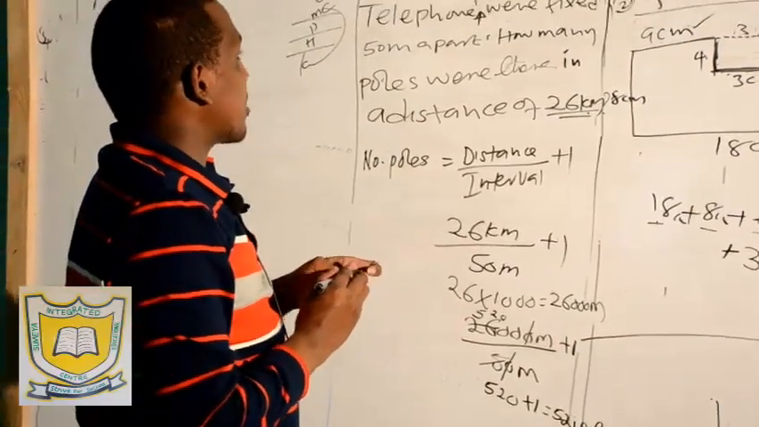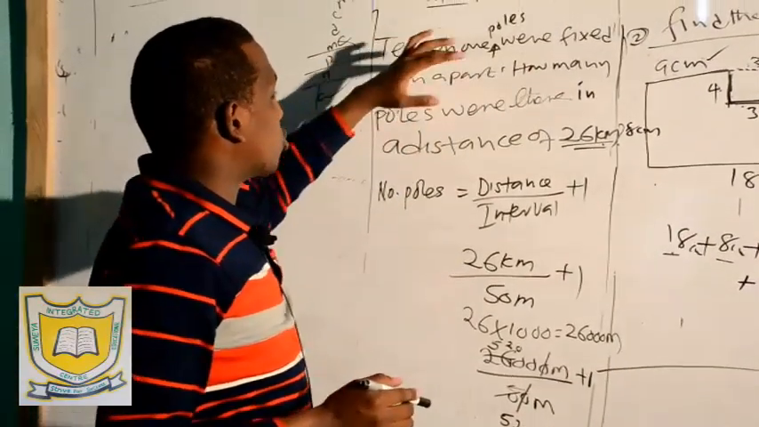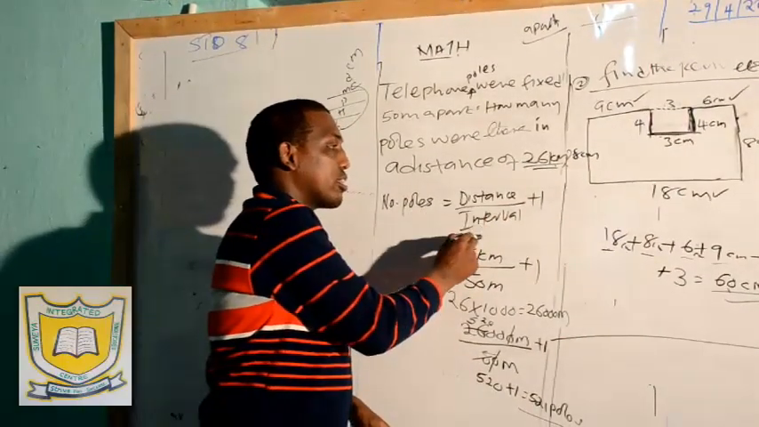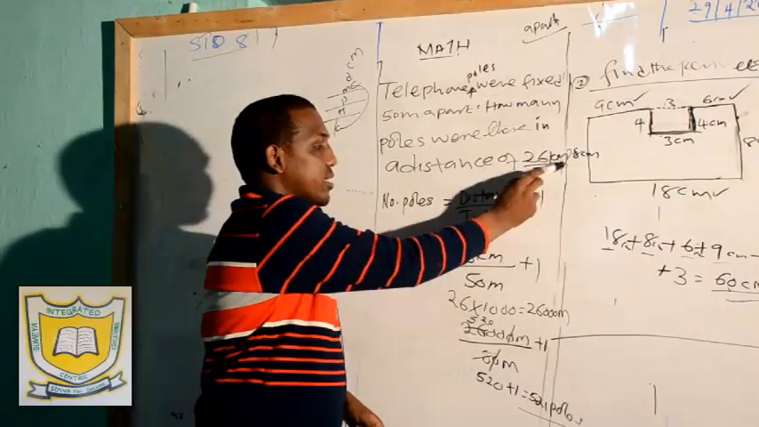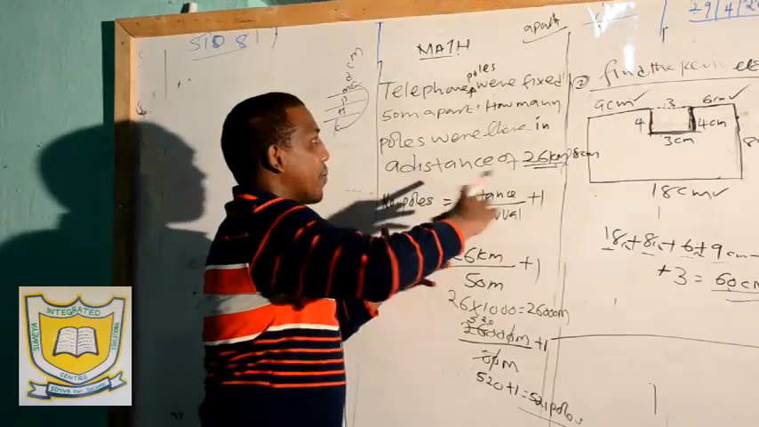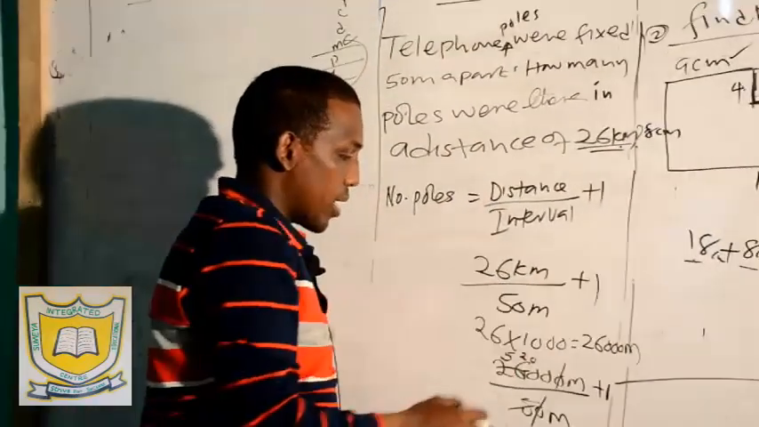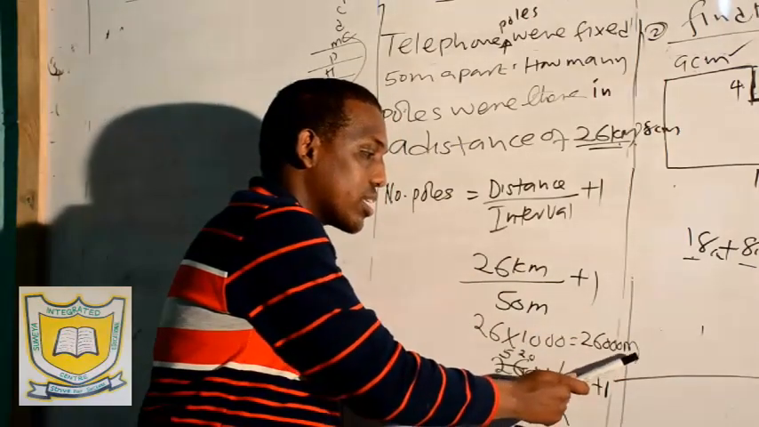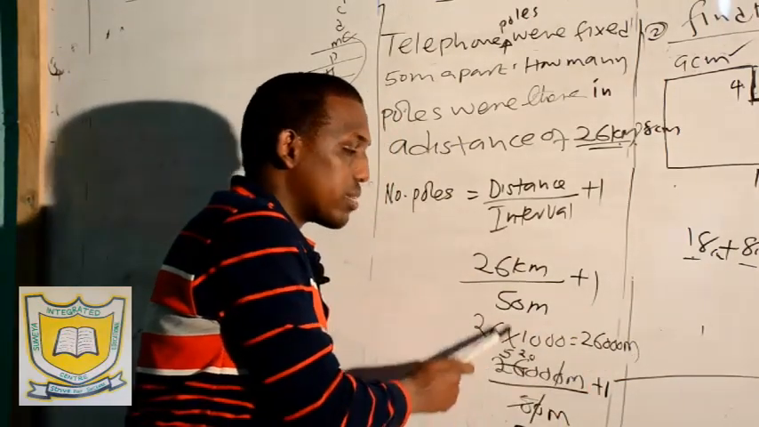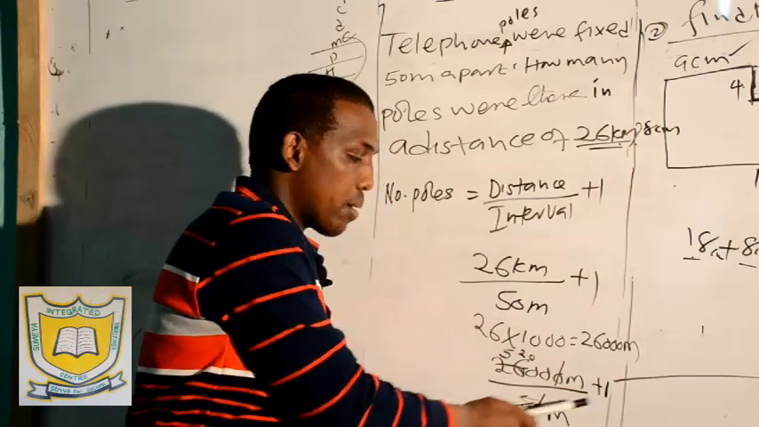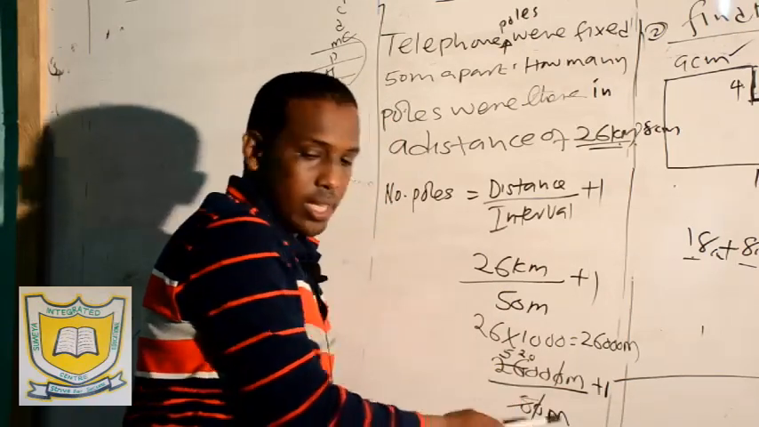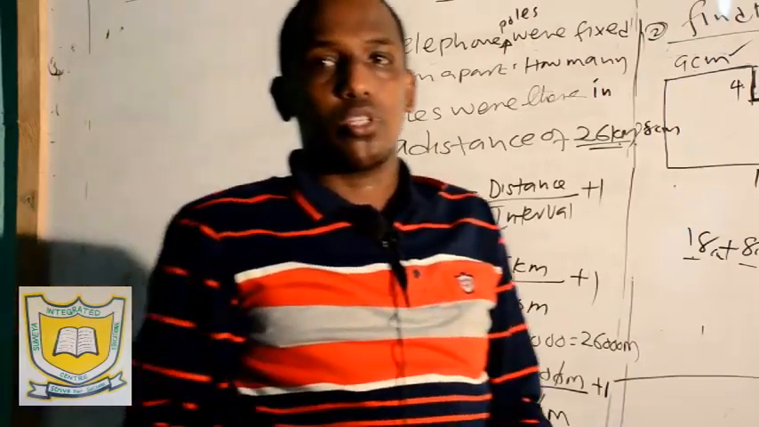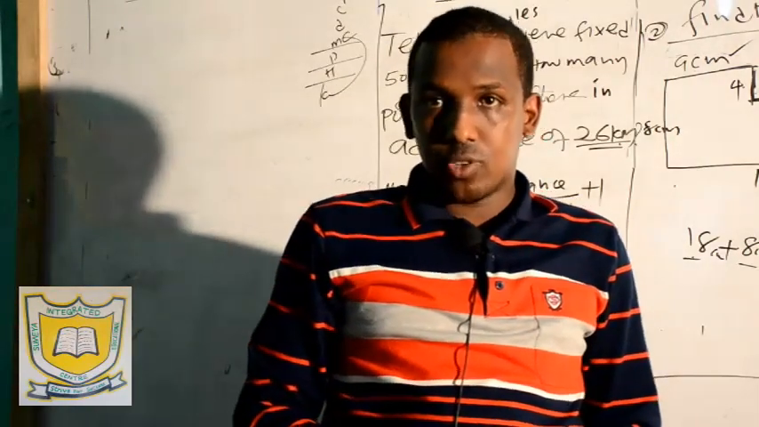Telephone poles were fixed 50 meters apart. How many poles were there in a distance of 26 kilometers? Number of poles equals distance over interval plus 1. Distance 26 kilometers, interval apart 50 meters, plus 1. So we change this kilometer to meter times 1,000. You get 26,000 meters. 26,000 meters divided by 50 meters plus 1. You get 520 plus 1. You get 521.